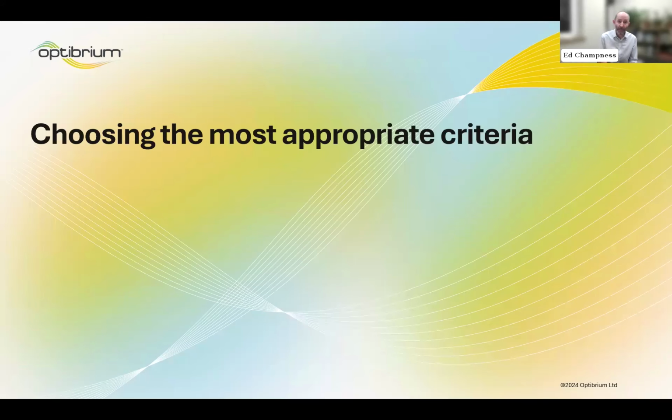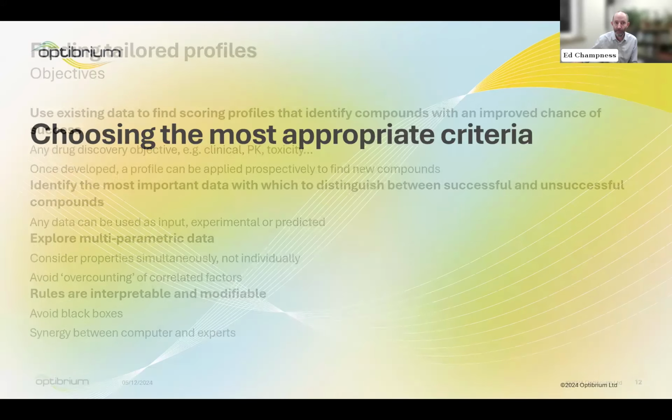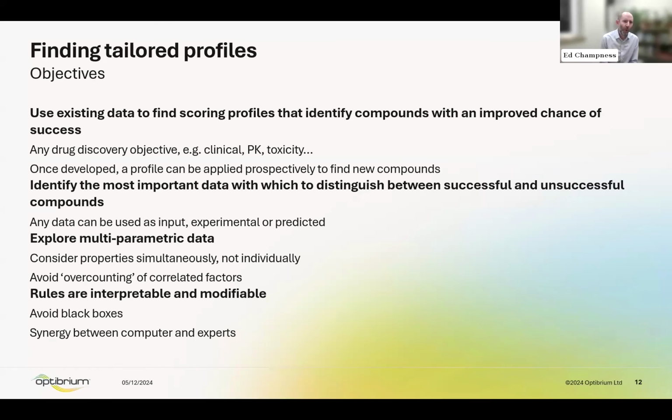So it's all well and good having an approach that we can use, but how do we choose the most appropriate criteria? What we want to be able to do is tailor a profile to our needs, and I'm going to lay out a few objectives for this that we're going to aim towards. One of those is that I want to be able to use my existing data to find new scoring profiles that are going to help me identify compounds that have an improved chance of success.